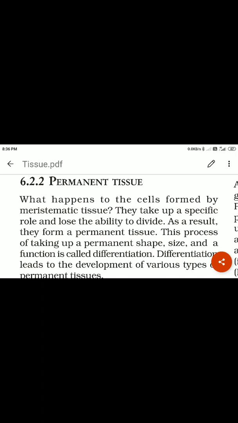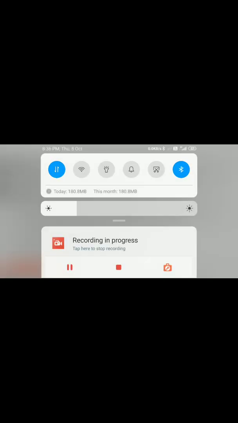The second tissue is called the permanent tissue. Okay, second is the permanent tissue. Now we stop here. We will continue in the next session.